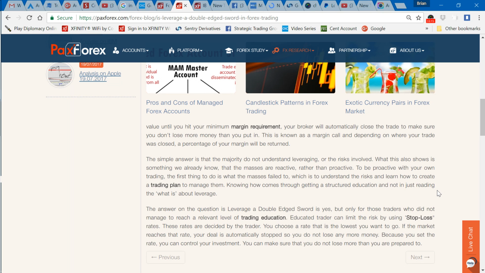The answer to the question, is leverage a double-edged sword, is yes, but only for those traders who do not manage to reach a relevant level of trading education. Educated traders can limit the risk by using stop losses. These rates are decided by the trader. You can choose a rate that is the lowest you want to go. If the market reaches that rate, your deal is automatically stopped, so you do not lose more money because you set the rate. You can control your investment. You can make sure that you do not lose more than you are prepared to.